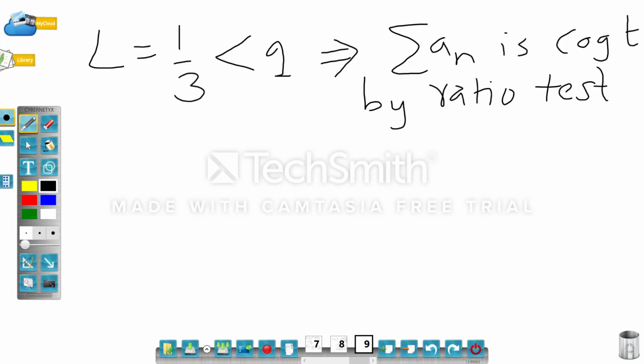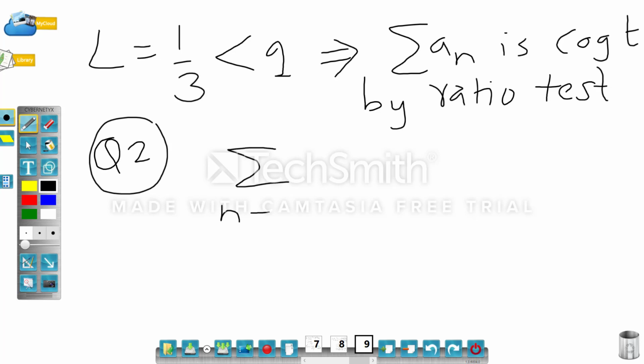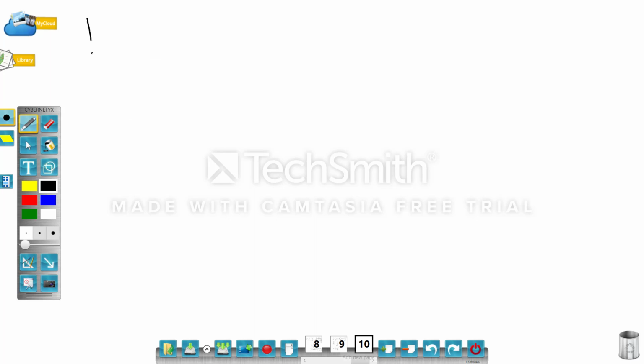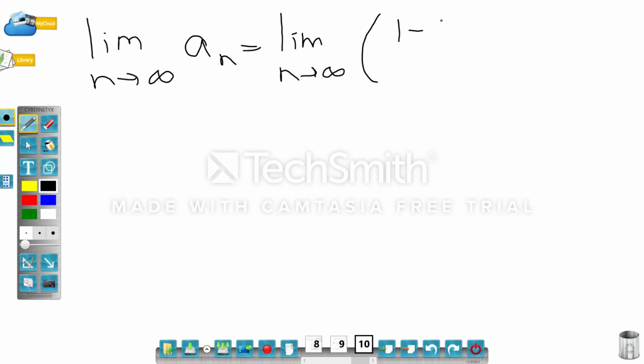Question number 2. Check the convergence of the series again. n goes from 1 to infinity, (1 minus 3 by n) to the power n. Now here my a_n is (1 minus 3 by n) to the power n. Let me find the limit as n goes to infinity of a_n, which is the same as the limit as n goes to infinity of (1 minus 3 by n) to the power n.